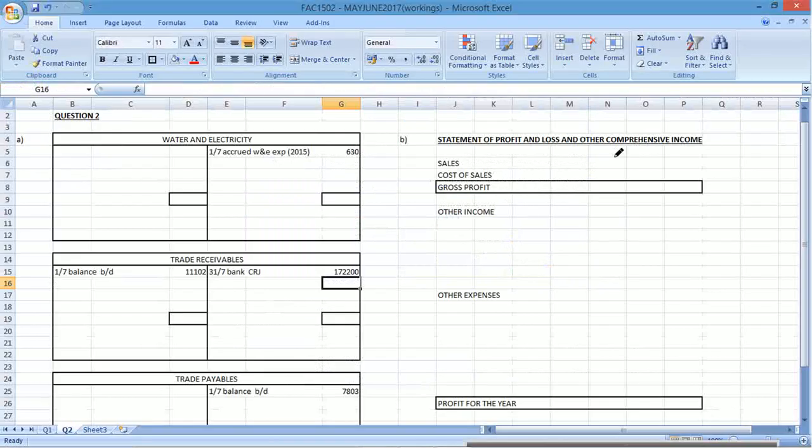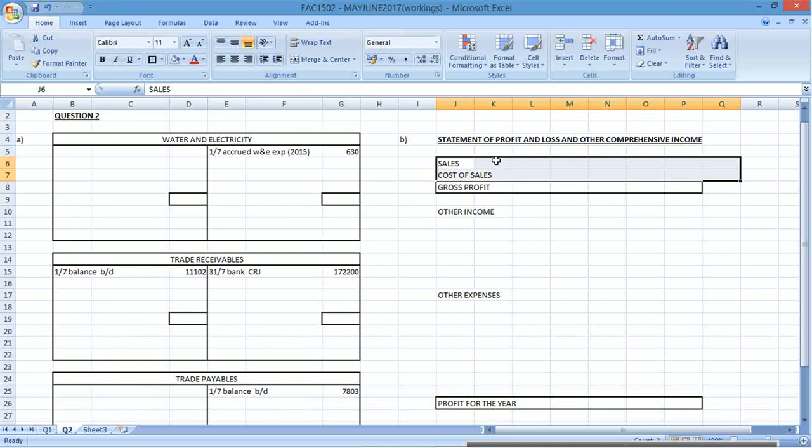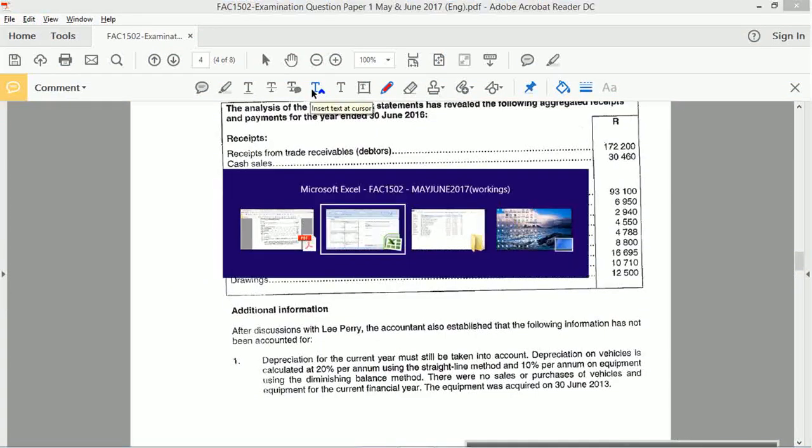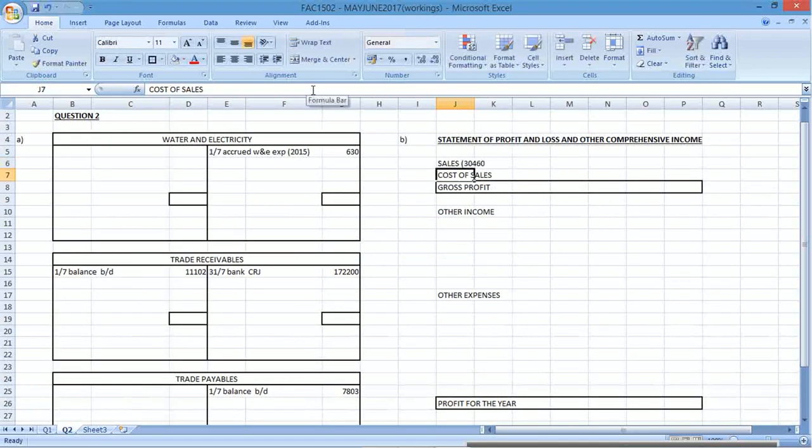Cash sales. They asked for sales. No, they didn't. But we're looking at a statement of comprehensive income, so I do need it. Sales, open brackets, how much? 30,460. There's sales. See, so I'm getting marks as I go.